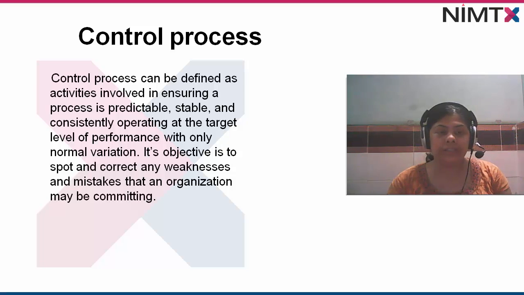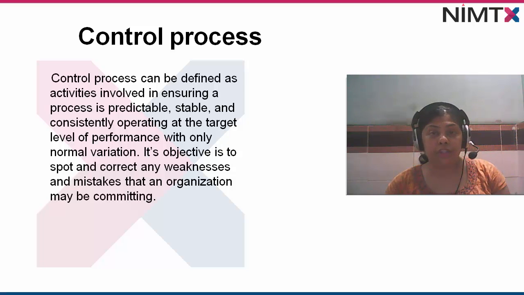Control in an organization means checking if things are being done properly, whether the employees, the systems, and the structure are working towards the ultimate goal of the organization. So control process can be defined as activities involved in ensuring a process is predictable, stable, and consistently operating at the target level of performance with only normal variation. Its objective is to spot and correct any weaknesses and mistakes that an organization may be committing.